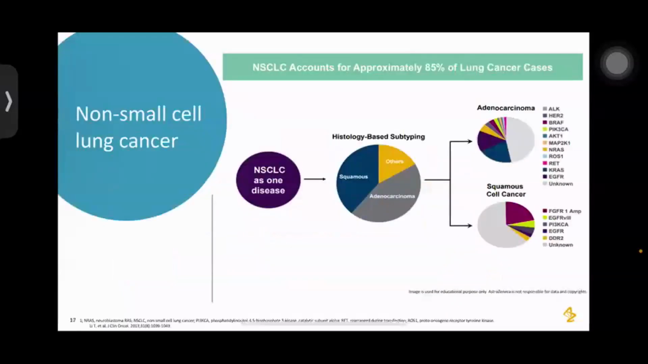Coming to non-small cell, it is predominantly a histology-based subtype of squamous or adenocarcinoma. In adenocarcinoma, if you see the molecular pattern, it is predominantly unknown, and of the known ones, EGFR and KRAS are the predominant mutations. Coming to squamous cell, again predominantly unknown, and of the known ones, FGFR1 amplification and a few EGFR are the predominant mutations we see in non-small cell adeno and squamous types.